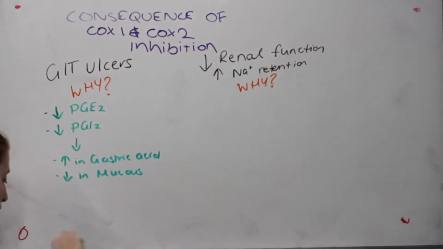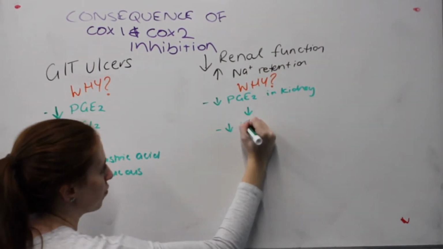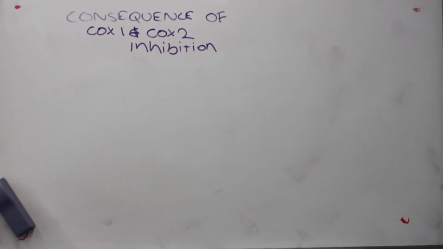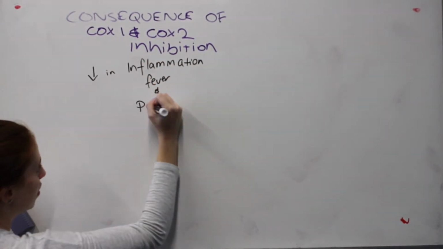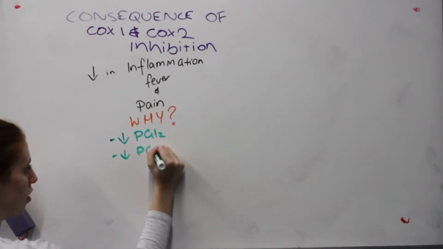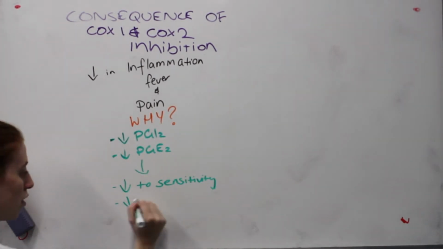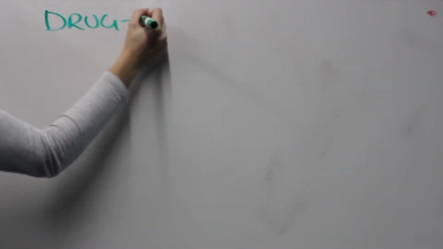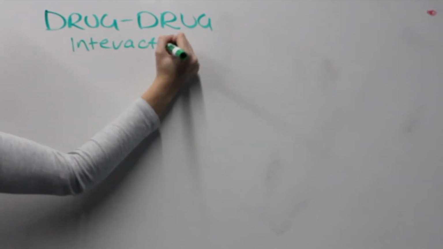You can also experience decreased renal function and increased sodium retention because the decrease in PGE2 reduces blood flow to the kidney. Of course, the main positive outcome is a decrease in inflammation, pain, and fever, and this is because of the decrease in PGI2 and E2, which decrease sensitivity to pain, fever, and vasodilation.